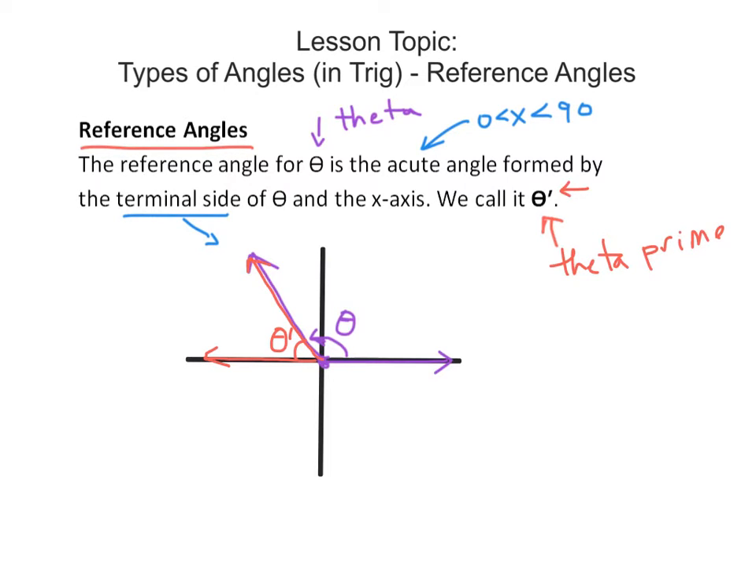Just to go through that again, if we have our original angle here, this purple angle, if you can see the purple there, that's theta. We want an angle that we can use in reference to that angle, and we use the terminal side of it, and we go to the nearest portion of the x-axis, and it is acute because it is less than 90 and greater than 0 degrees, and that is our reference angle.